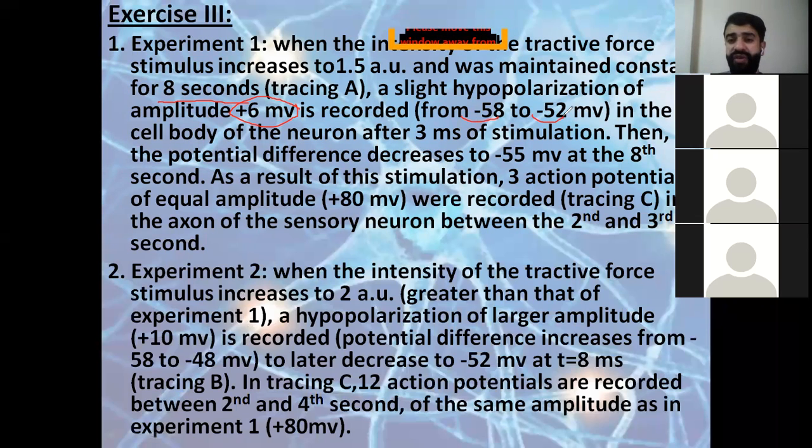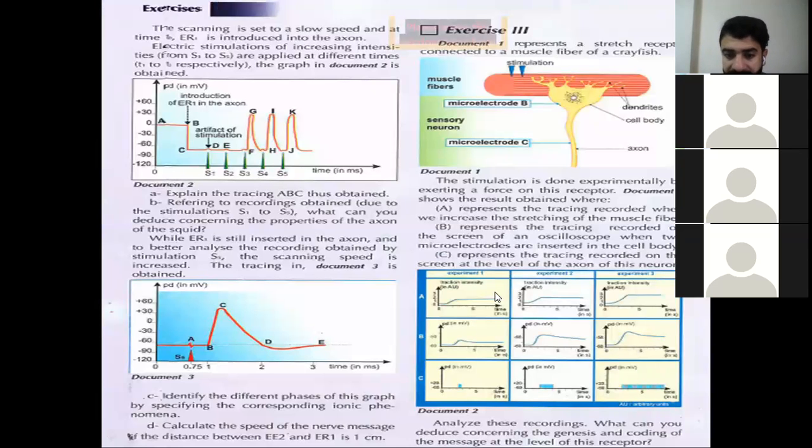The potential difference decreases to minus 55 millivolts at the 8th second. As a result, 3 action potentials of equal amplitudes of 80 millivolts were recorded in tracing C between the second 2 and 3. So here we have about 3 action potentials of 80 millivolts, recorded in tracing C.